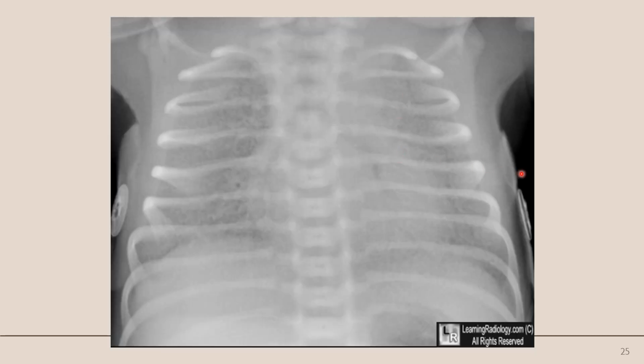And here's another one, that blanket of white again, that whited out appearance, barely seeing our heart borders. Here we have some air bronchograms here. And you can see that really dotty or reticular granular appearance of those lungs. This baby just happens to be underinflated. 1, 2, 3, 4, 5, 6, 7, 8, and a little bit on this side. So this is typical for RDS.